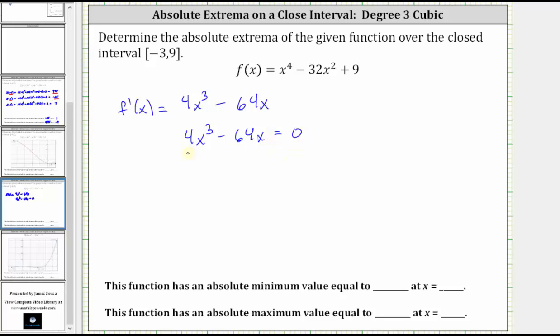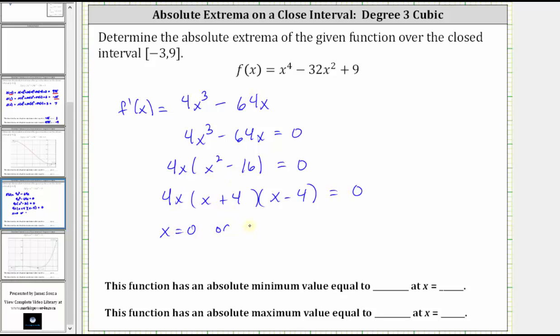Looking at the left side, the greatest common factor is 4x. If we factor out 4x, we're left with x squared minus 16. Of course, we can always check this by distributing 4x. We still have 4x cubed minus 64x. And now we can factor x squared minus 16 as a difference of squares. We have 4x and then times two binomial factors, where the binomial factors are x plus 4 and x minus 4. So the product on the left is equal to 0. So the derivative is equal to 0 when x equals 0, or when x equals -4, or when x equals +4.